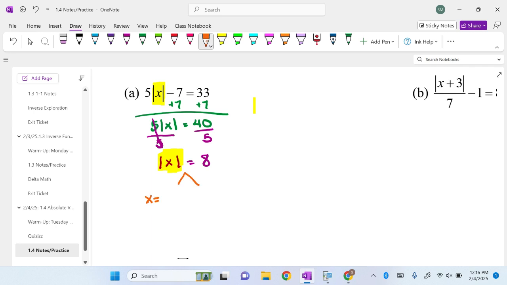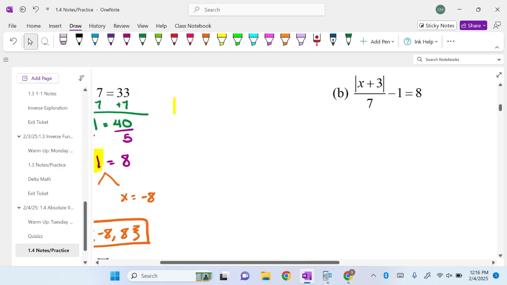So x can equal what? What are my two answers? 8 and negative 8. All right, we didn't really have to do any more solving past that. So x can equal the set of negative 8 and 8. So again, move everything outside of the absolute value symbol first, then separate it into your two equations, with one of them being positive and one of them being negative.